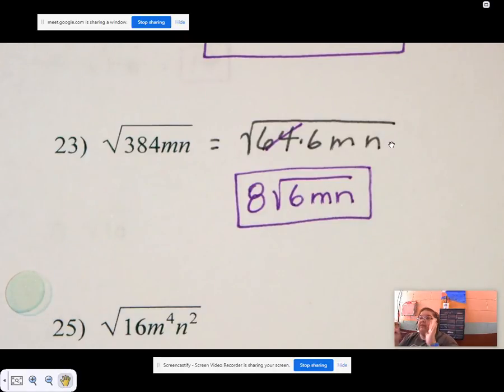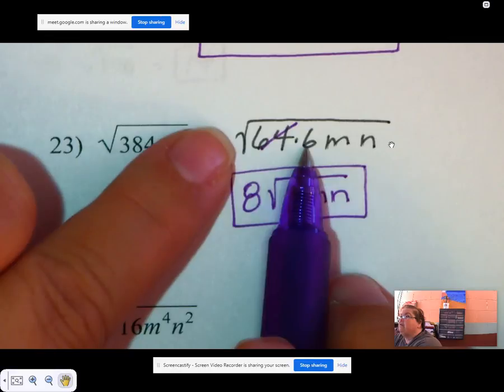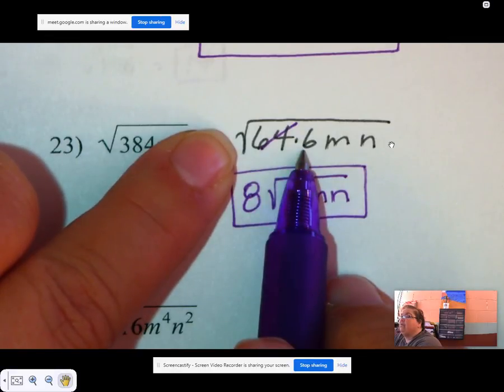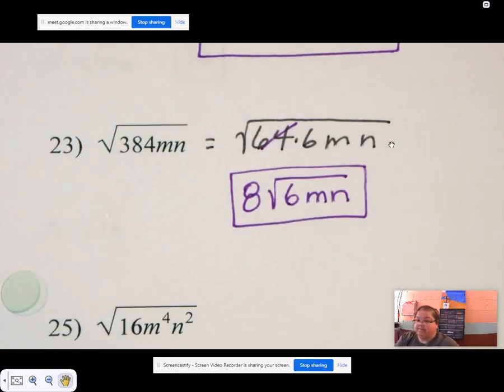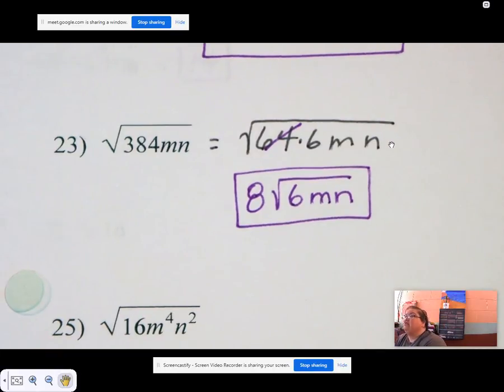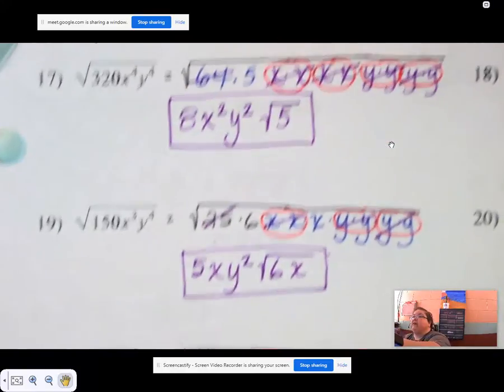So you could have enough to place outside, you could not. Okay, I just wanted you to see all the different ways that those work. Questions? Questions over how I found these numbers here? Okay. All right, ladies and gentlemen, that is the basic understanding for simplifying radicals.